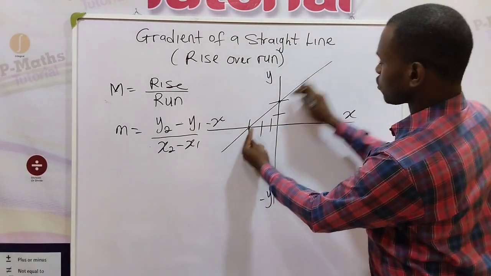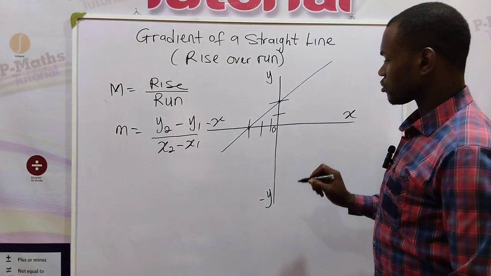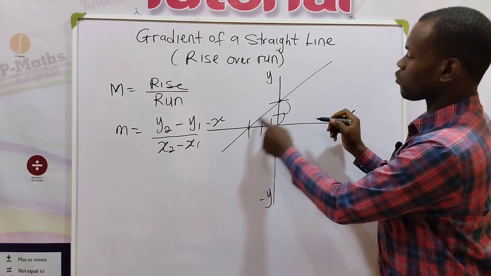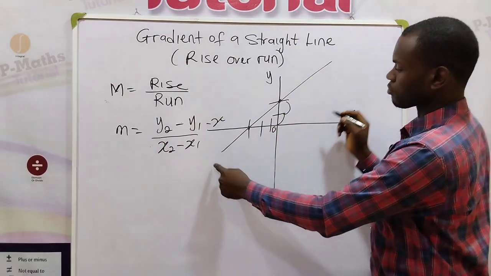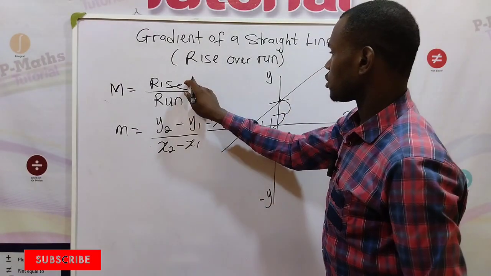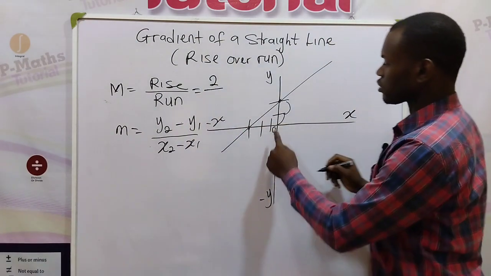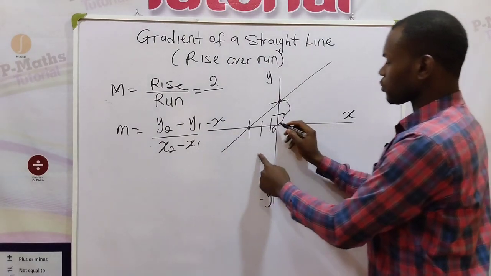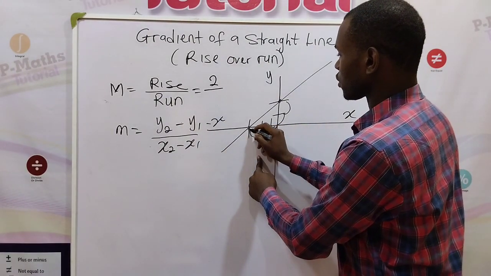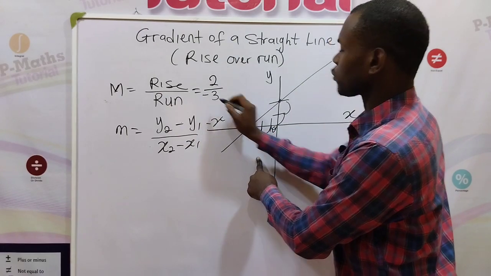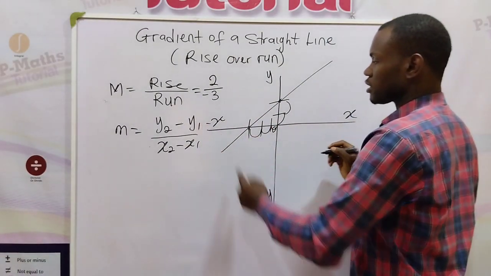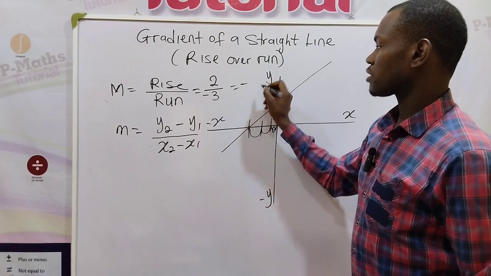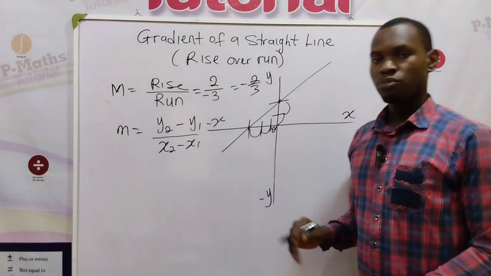So let's determine the gradient of this line. From the origin 0, I'll move up how many times? 1 and 2. So we get to the intercept of y on the straight line. So we have a positive 2. The rise is 2. Then for the run, we move towards the left hand of the x-axis. So we count how many times? 1, 2, and 3. So it's going to be over negative 3 since we moved from 0 towards the left hand side. So the slope of this line is 2 over negative 3, which we can write as negative 2 over 3. That is it.